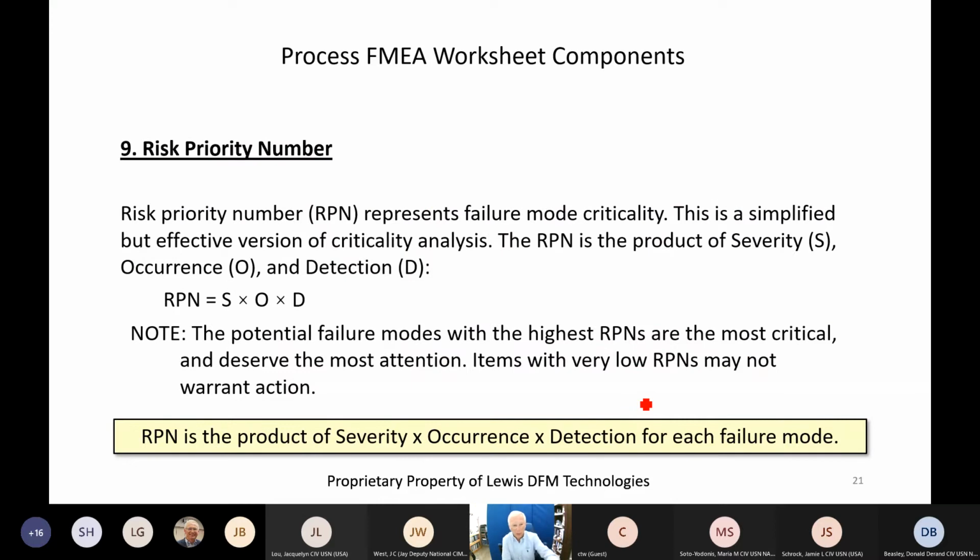Then what we do is we create a risk priority number, and a risk priority number is the product of severity times occurrence times detection for each potential failure mode.